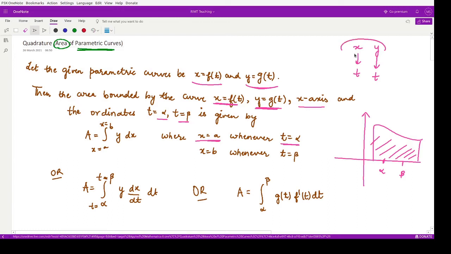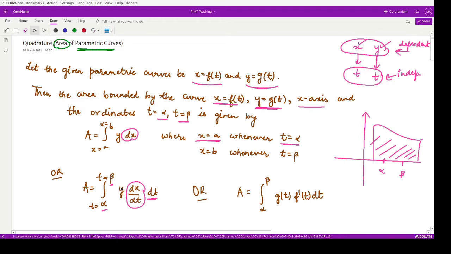Earlier we only had these two variables. So y was the dependent variable, x was the independent variable, but in this case both of them are dependent variables, whereas the variable t is the independent variable, right? So we are now seeking to find this area in terms of the limits of t. So what we'll be doing is, instead of this dx, we will now take dx by dt, and then the integration would be performed with respect to t. So the limits would then be t varies from alpha to beta. So this would be the area.